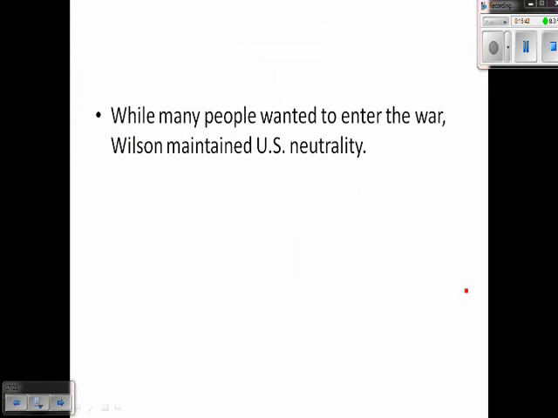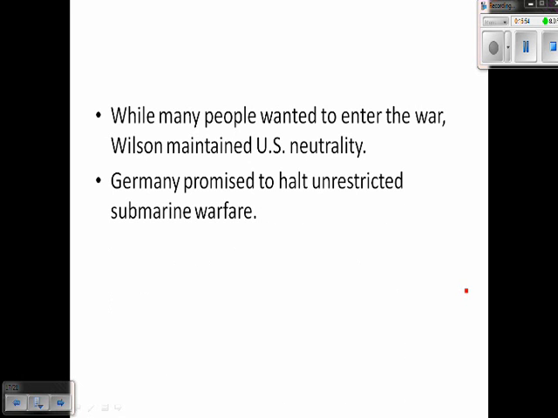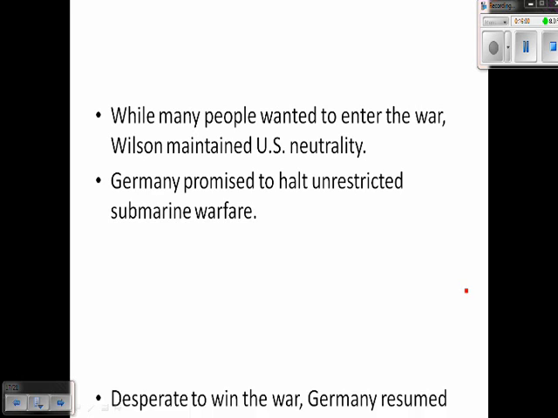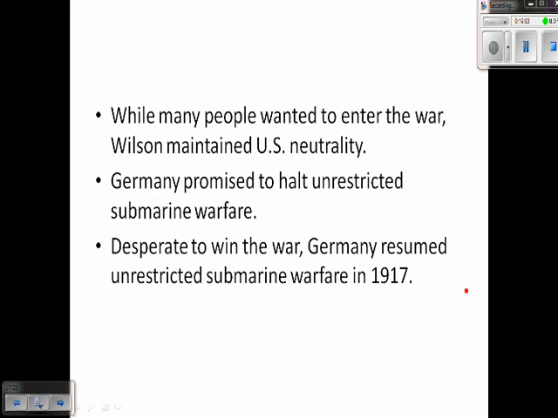While many people wanted to declare war on Germany after the sinking of the Lusitania, Wilson still wanted to make sure that the United States stayed neutral. And they met with the German ambassador. Germany promised to halt unrestricted submarine warfare, meaning they weren't going to sink any more trade ships or passenger ships. But then when Germany started to realize that they needed that wild card, that weapon of the U-boats, they then resumed unrestricted submarine warfare.